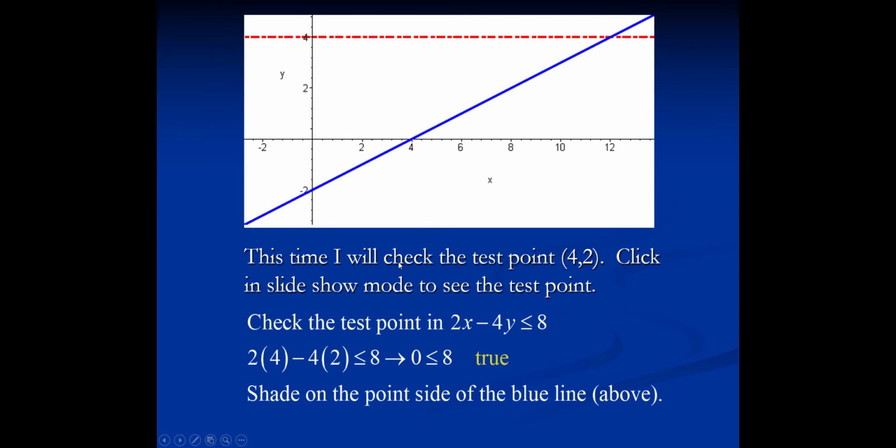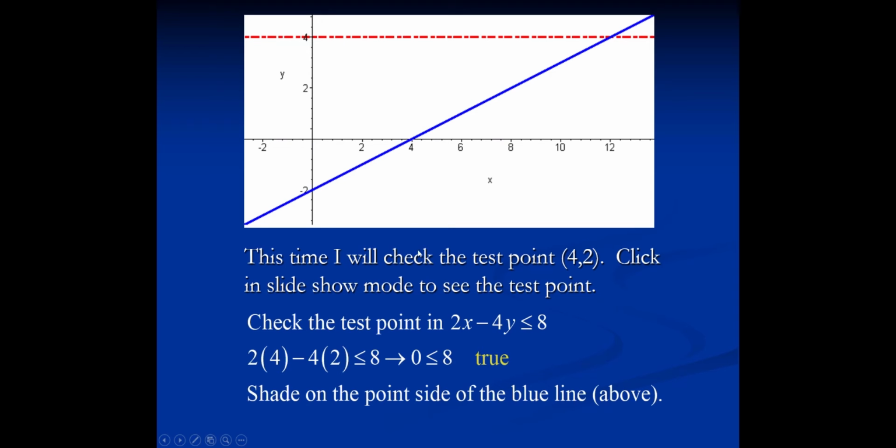This time I'm going to use a test point. I'm going to test (4, 2). So we want to take a look at where (4, 2) is, and then figure out where to shade based on that. If we test the point (4, 2) in this inequality, which is related to the blue line, putting in 4 for x and 2 for y, we get 0 less than or equal to 8, which is true. So we're going to be shading on the point side of the blue line.